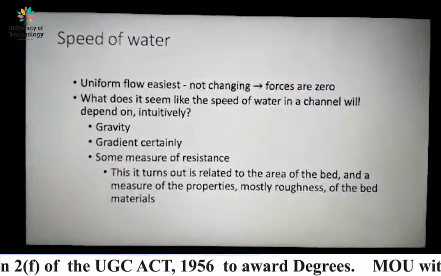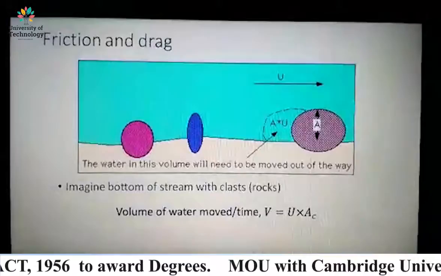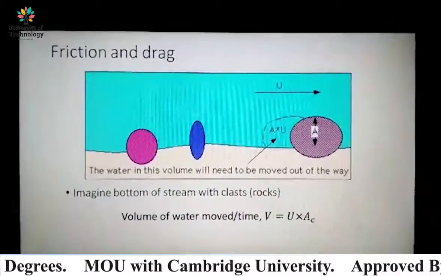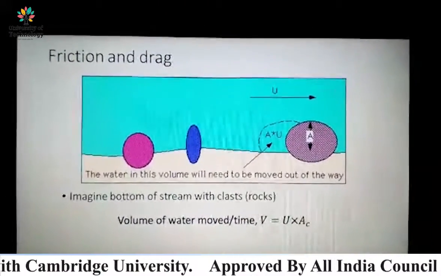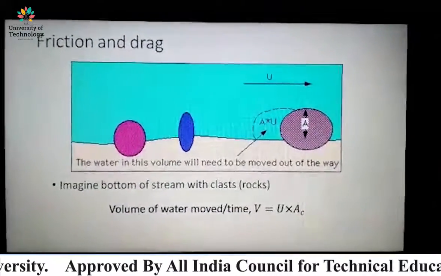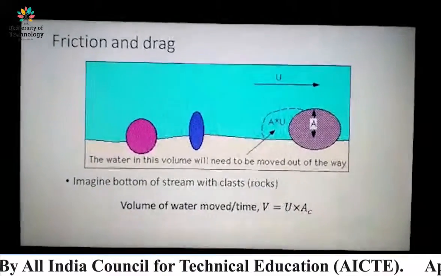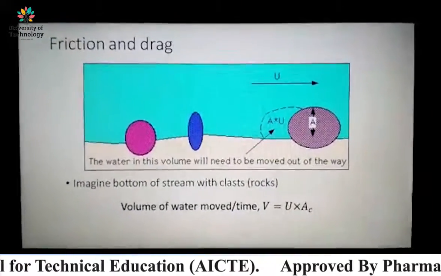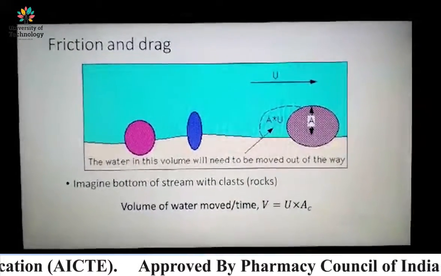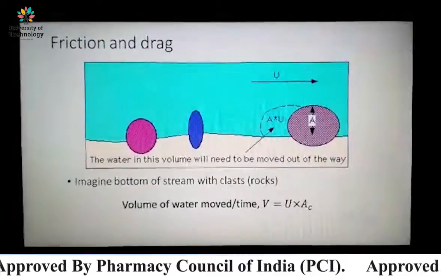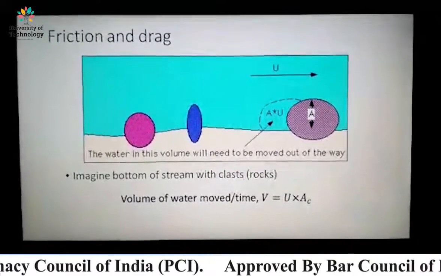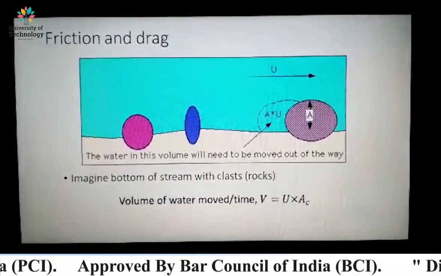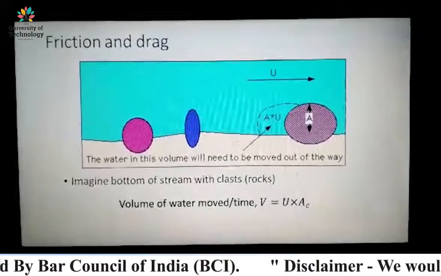And next is the diagram of friction force and drag force. We can understand from this diagram the drag force, and we can measure the volume of water moved per time, that is V equals U into Ac, where Ac is the area of cross section.